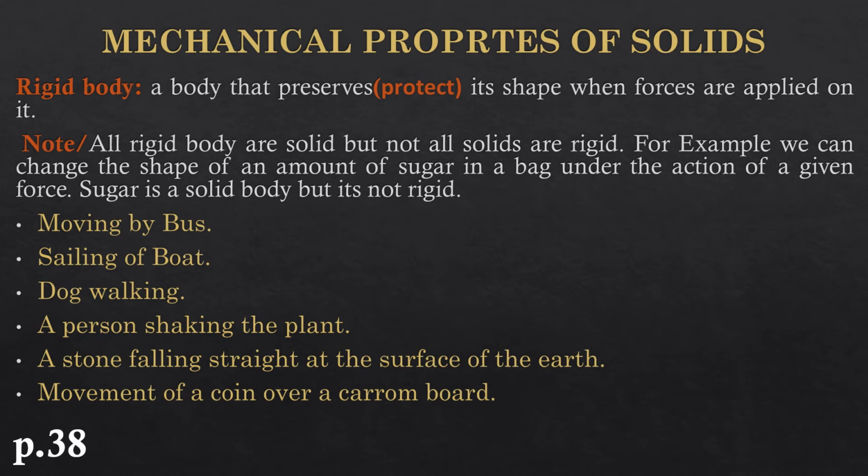Mechanical properties of solids. We have here the rigid body. What is a rigid body? Definition: a body that preserves its shape when forces are applied on it. Preserves means protects. You know what is the meaning of shape, right?